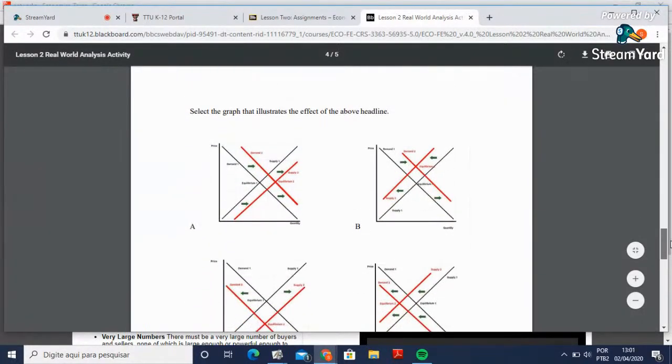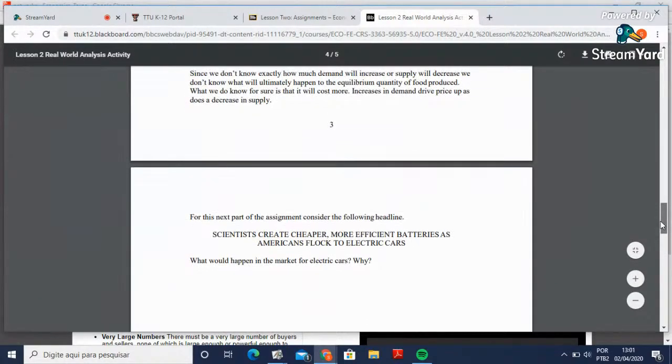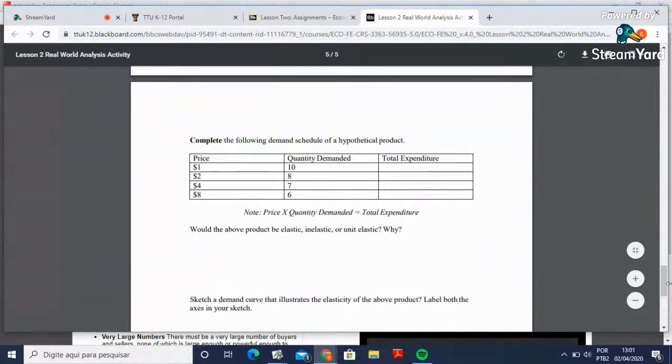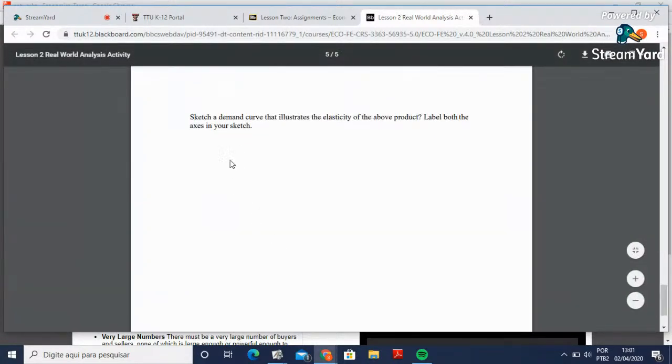After you answer this, which one of these graphs do you think represents this headline? You choose one. And then you're going to complete the following demand schedule of a hypothetical product. Oh my God, so difficult. No, it's not. How do you find a total expenditure? Price times quantity. 1 times 10, 10. 2 times 8, 16. Put your numbers here, okay? And then create your graph. Illustrate your graph here. Price, quantity, okay?